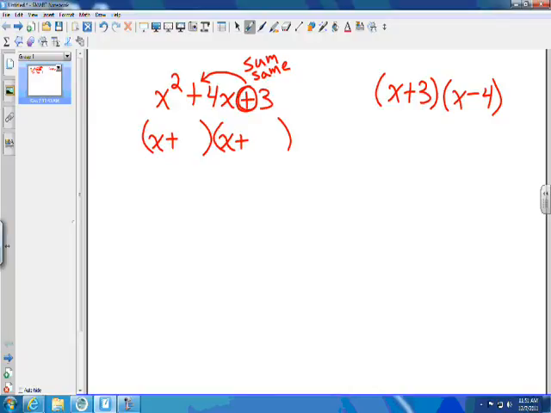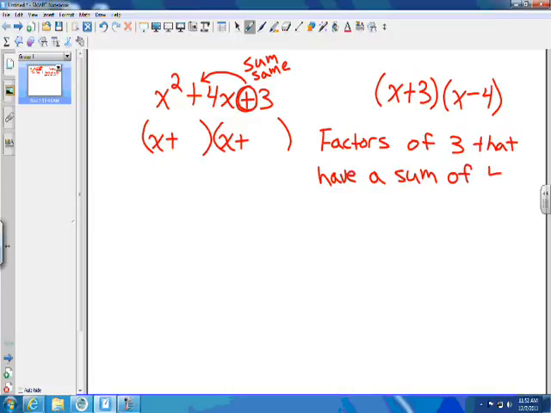So now we have everything except the numbers here. We don't know what to put in there for numbers. You don't have to write this down on every problem, I'm just showing you what you're trying to find. You need to find factors of 3, or factors of whatever this number is, that have a sum of 4. Factors of this number that add up to the middle number, that have a sum of the middle.